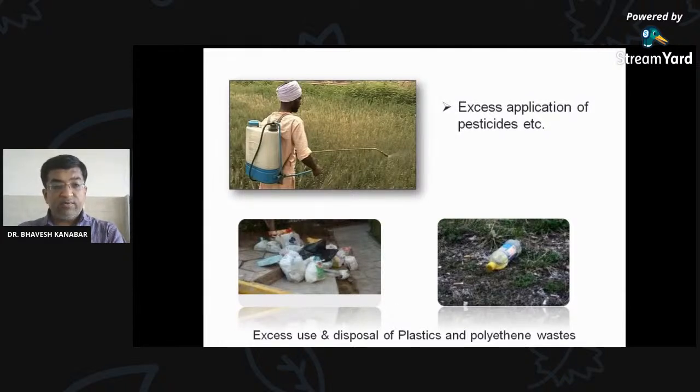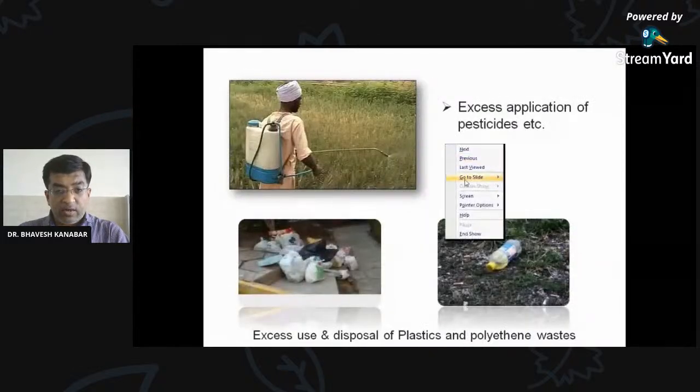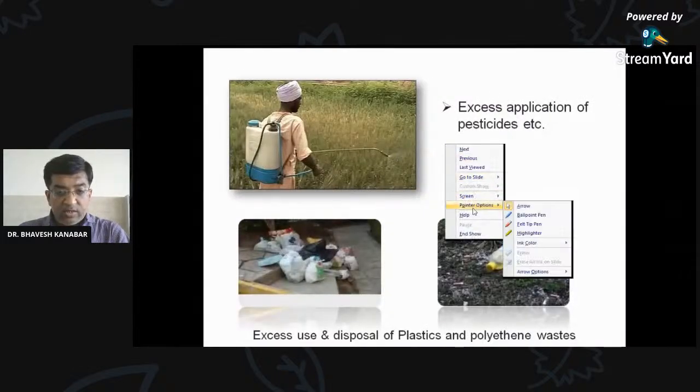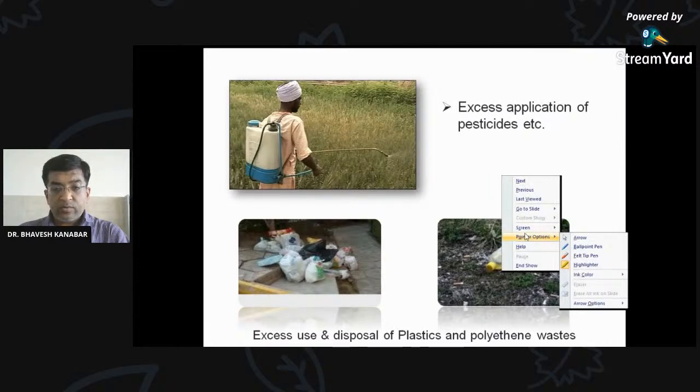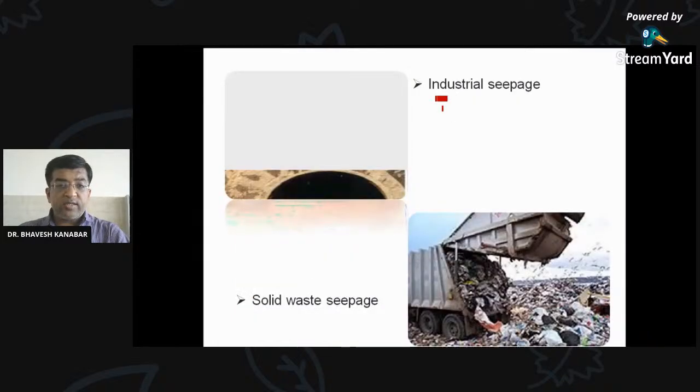Okay, we are going to see further. Excess application of the pesticide you can see in this photograph. Then you can see in another photograph excess use and disposal of plastic and polythene waste. Let me select the pointer again. Then industrial seepage means leakage from the industrial waste. You can see solid waste seepage.